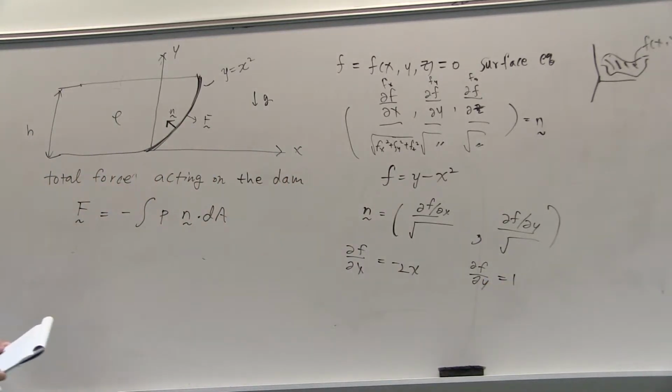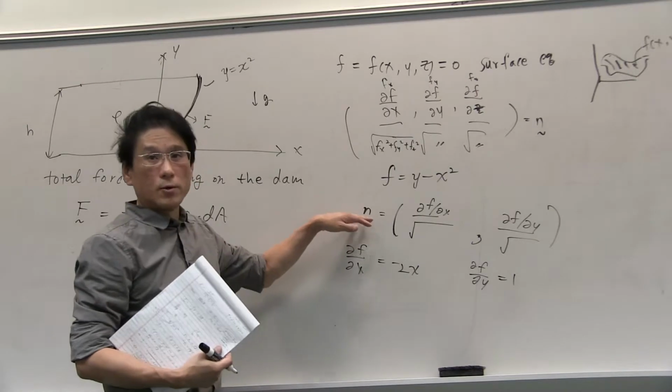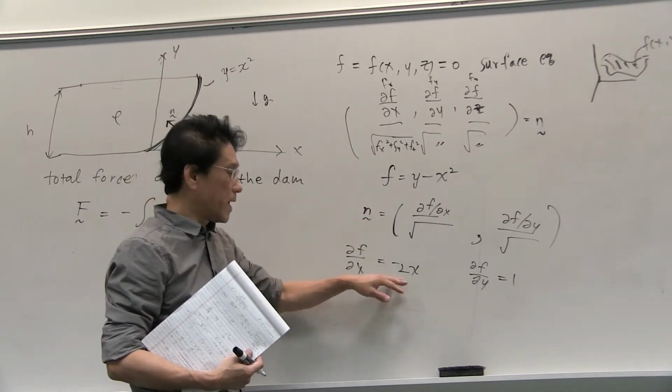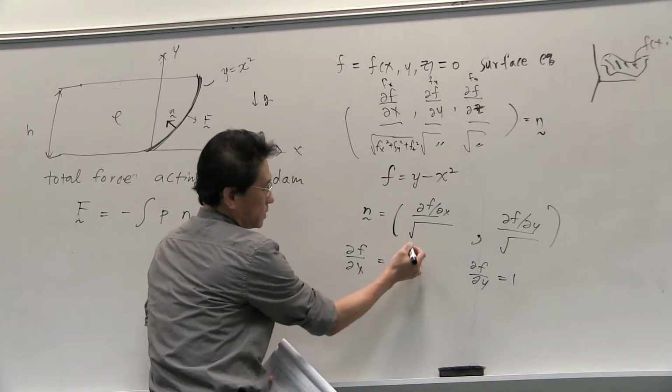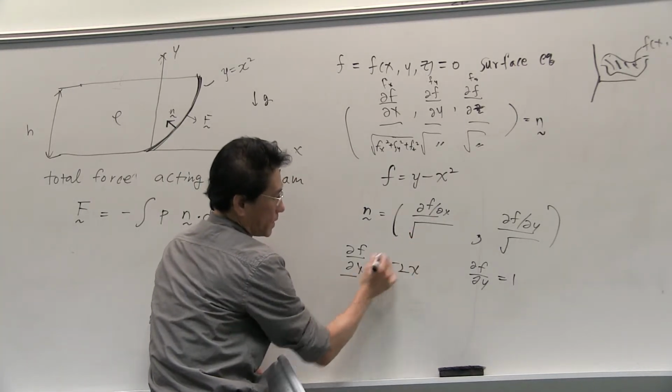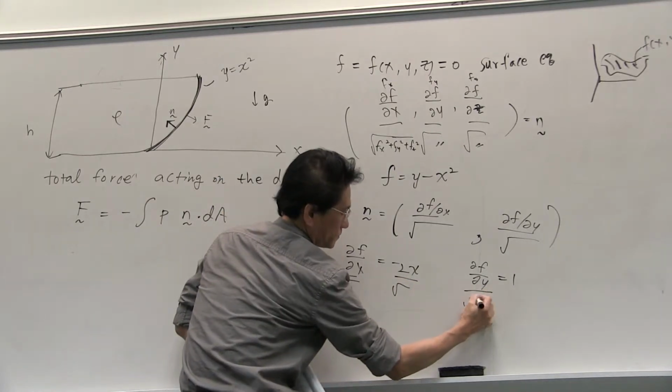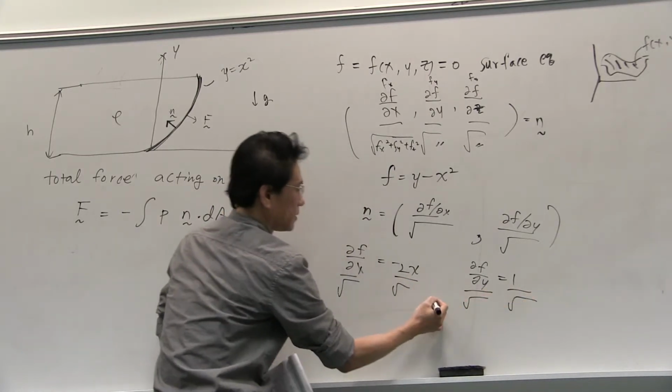Okay. However, you know that this is just the normal. The magnitude of the normal must always be equal to 1, right? So that's why you have to divide by this guy to get the normal, right?